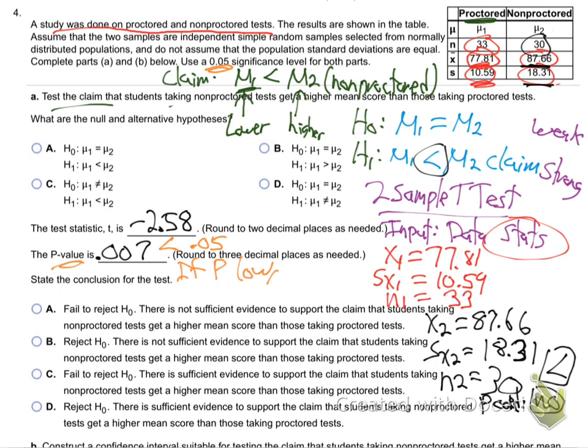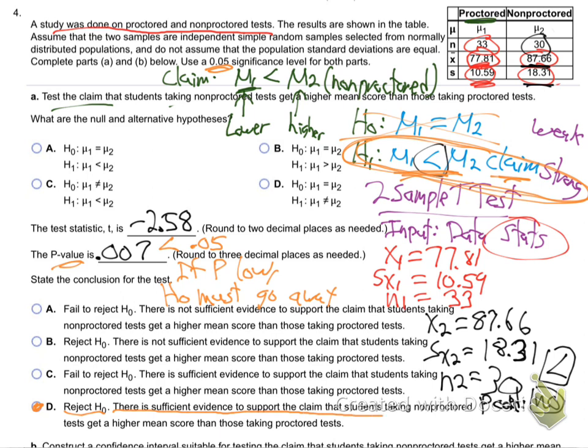So the p-value is low. The H0, the null, must go away. So bye-bye to the null, because evidence is strong. There's a low chance of luck. Evidence is really strong. We believe the claim mu1 is less than mu2 on this one. So that is D down here. Reject the null. There is sufficient evidence to support the claim. So there we go on that.